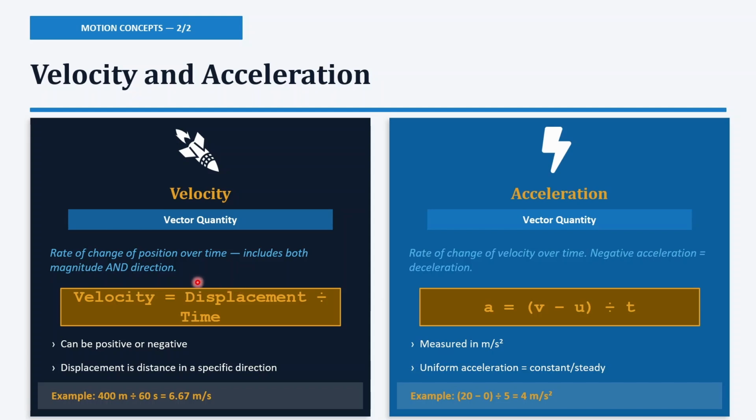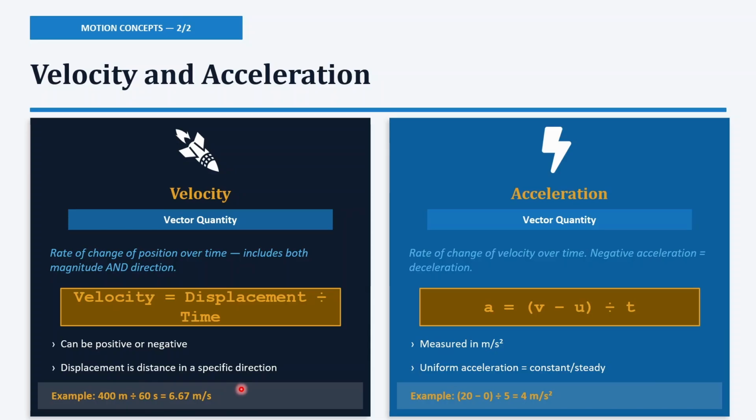So the difference between speed and velocity is that velocity is a vector, it has a direction, but speed is a scalar and it has no direction. So the formula for velocity is displacement over time. So in this particular example, you traveled 400 meters east in 60 seconds. So what will be your velocity? Your velocity will be 400 meters divided by 60 seconds. So your final answer will be 6.67 meters per second east.